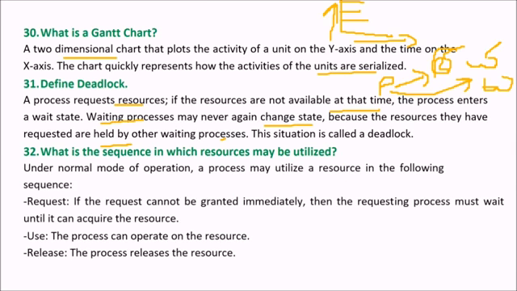What is the sequence in which resources may be utilized? So under normal mode of operation, a process may utilize a resource like this. First is request, that is if the request cannot be granted immediately, then the requesting process must wait until it can acquire the resource. Then it uses, that is the process can operate on the resource now, and then when the work is done, the process may release the resource.